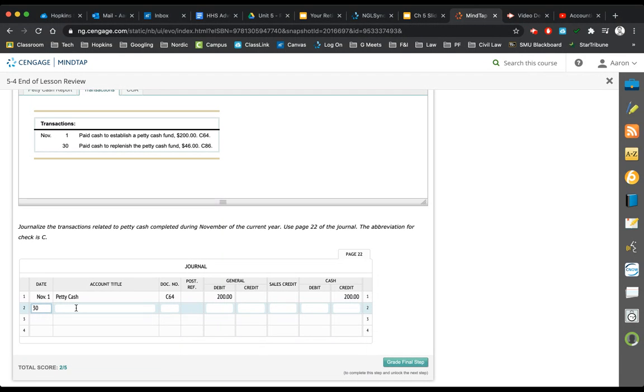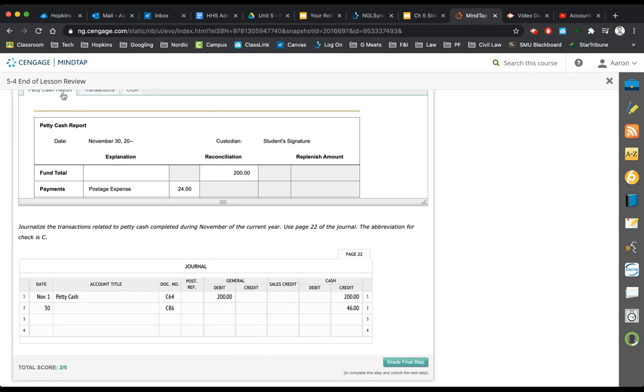And we are going to start off. We know that we need to journalize $46. The document number was C86. And remember, if we need to replenish $46, we know that the credit is going to come from cash again because we need to pay out $46 from our cash account to petty cash. But that's the credit. So we're starting with the credit.